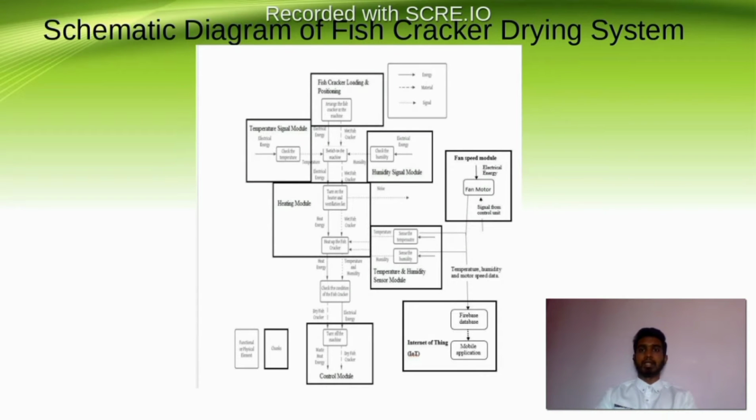So this is the schematic diagram of the fish cracker drying system, which consists of a temperature signal module, fish cracker loading module, humidity signal module, heating module, fan speed module, temperature humidity sensor module, as well as a control module.